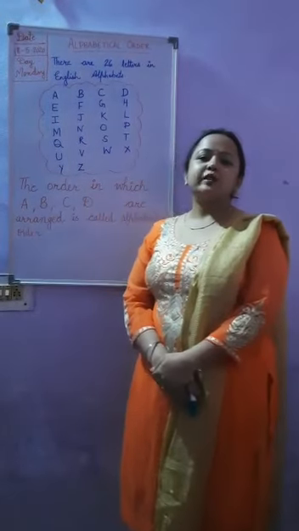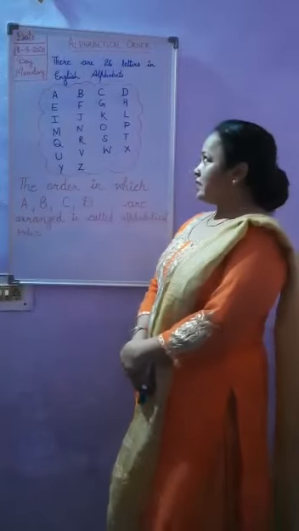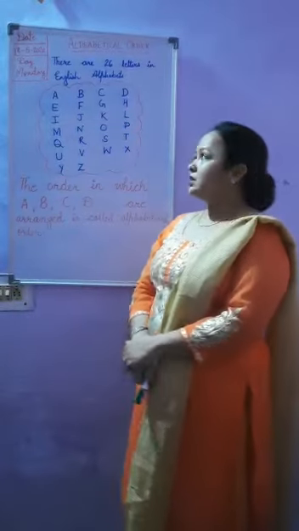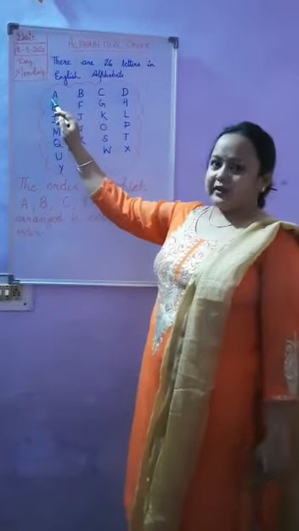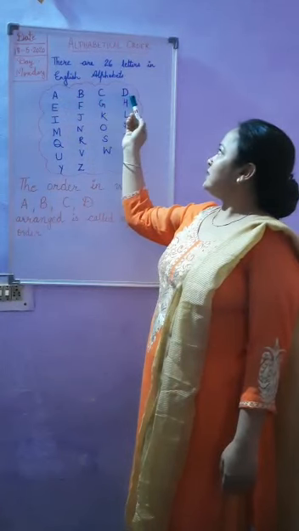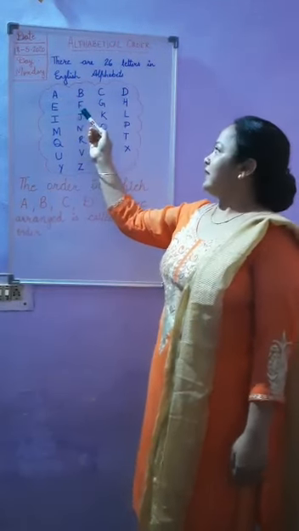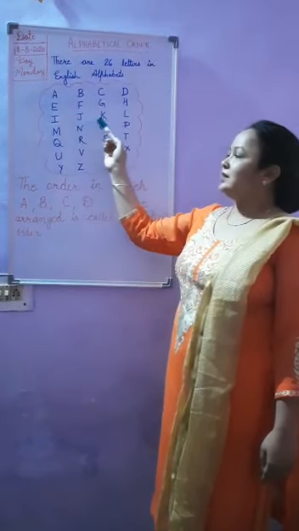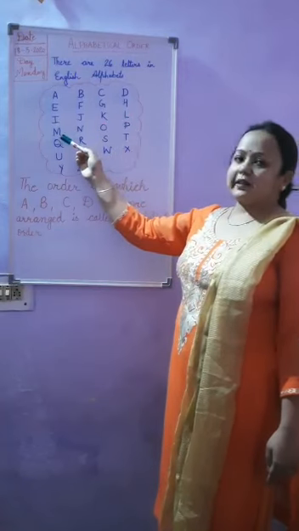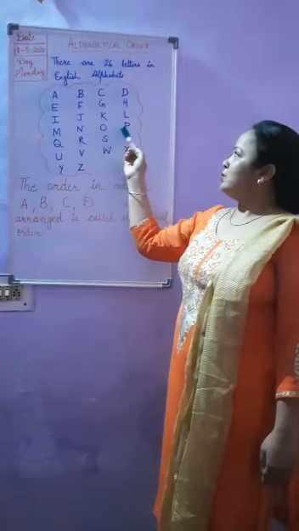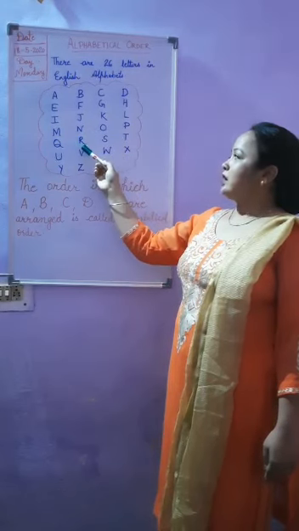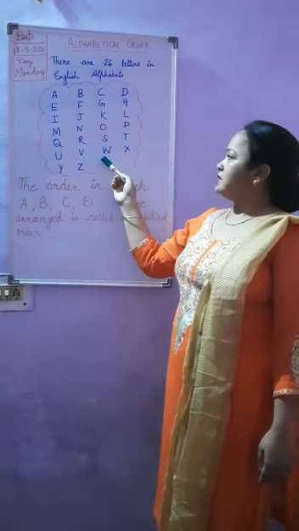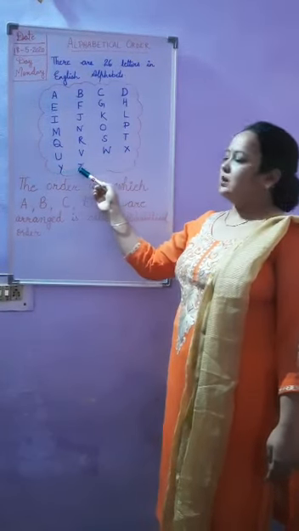Today we will learn about alphabetical order. Children, are you familiar with these letters which I had written inside the cloud? Let's read with me. A, B, C, D, E, F, G, H, I, J, K, L, M, N, O, P, Q, R, S, T, U, V, W, X, Y, Z.